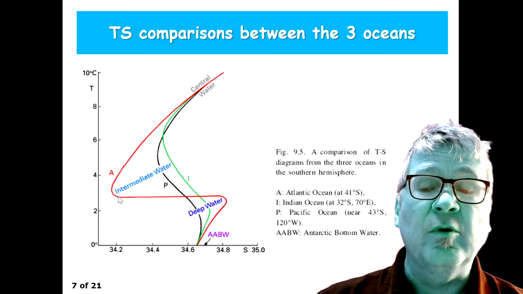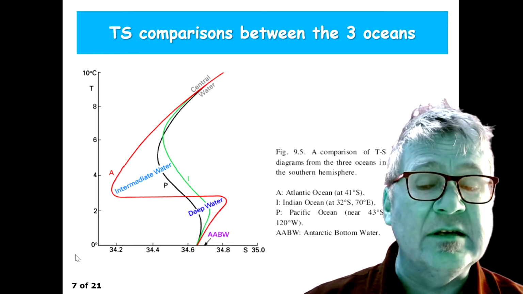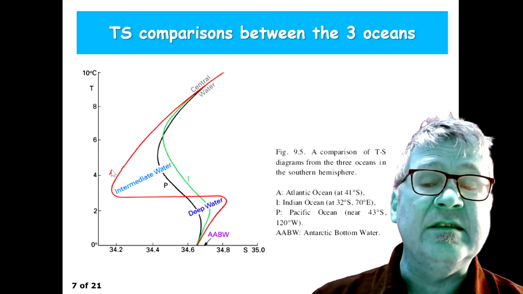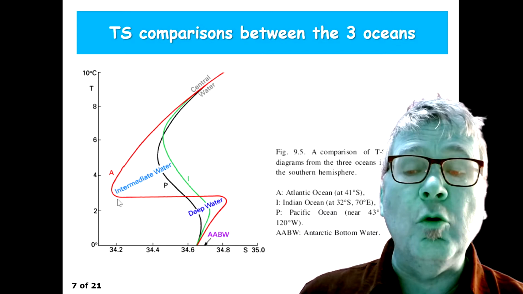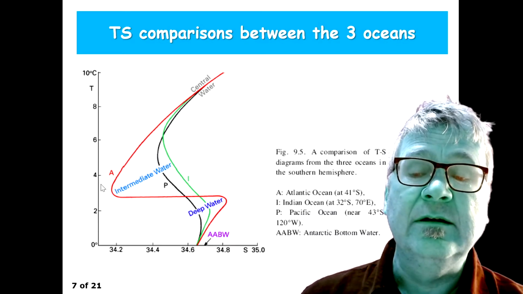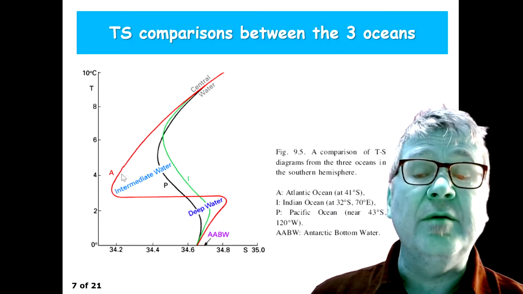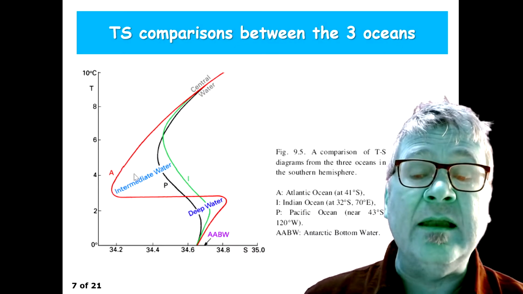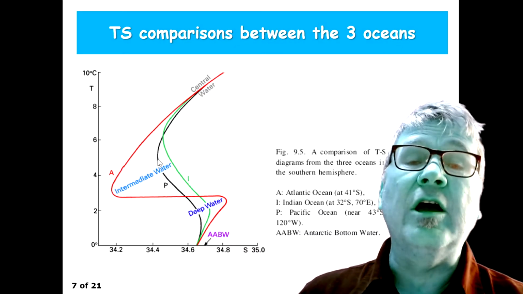This is a TS diagram, salinity is on the x-axis. You can see the region which has the lowest salinity, and this is the intermediate water. And you can see this minimum in all three oceans.